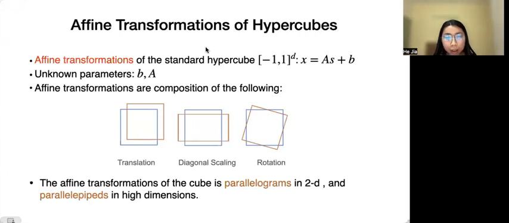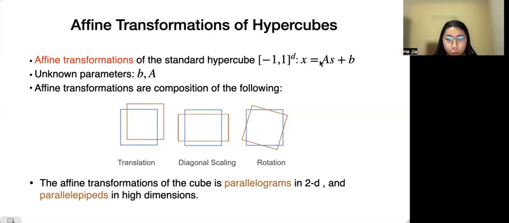Let's start with the definition of affine transformations. In particular, in our problem, the affine transformations of hypercubes. So affine transformations of the standard hypercube look like this form. Small s is the point from the hypercube, that is, the uniform distribution from -1 to 1 in d dimensions. So for each of the d coordinates, it is uniform between -1 and 1. And we first apply a matrix capital A, plus a vector small b. Then we get a new point.